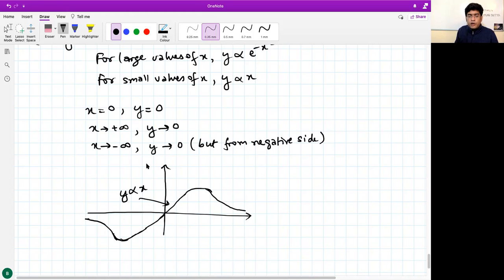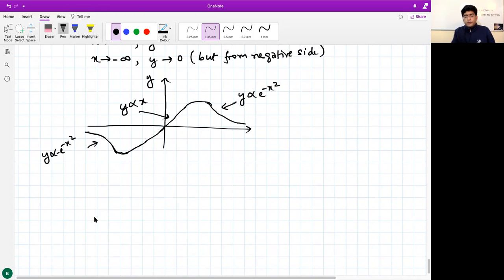Now this is very important when you do the harmonic oscillator problem. You have to know this plot, how to draw it. So this part is the minus exponential, proportional to minus x square, but with a minus sign. And so you can draw the graph like this.